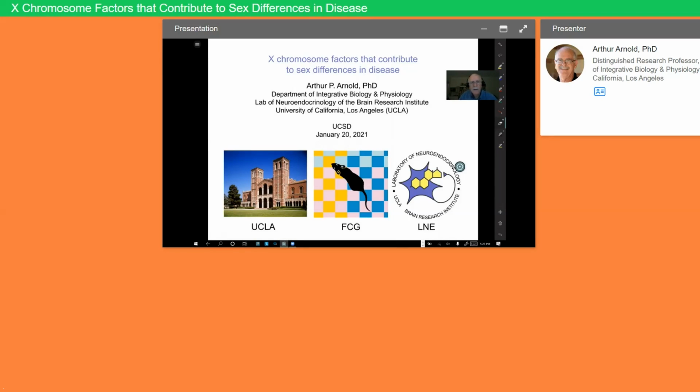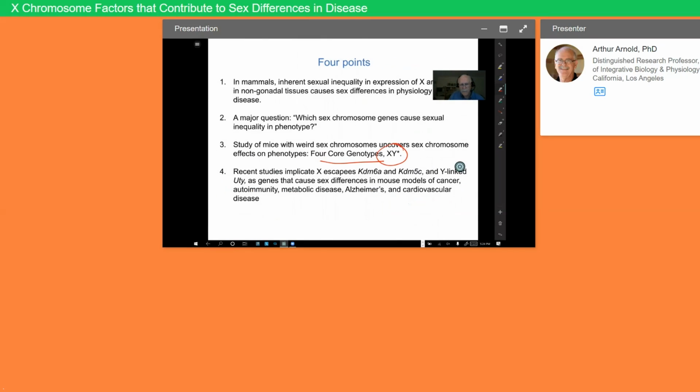Today, I'm going to talk about sex chromosome factors that contribute to sex differences in disease. There are really 4 points in today's lecture. First of all, in mammals, there's an inherent sexual inequality in the expression of X and Y genes in every tissue of the body, and these cause sex differences in these different tissues. But we've not known what the genes on the X and the Y chromosome are that cause these effects by and large, especially outside the gonads.